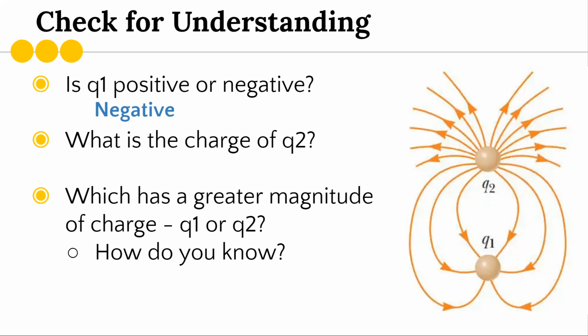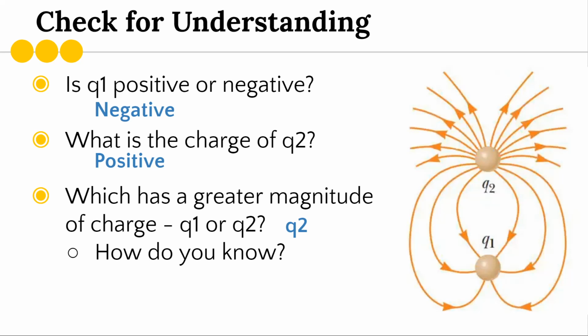Okay, what about Q2? What's the charge of Q2? Yeah, it's positive, because the arrowheads are pointing away from it. And you can also tell that these are attracting each other. It has that same shape like we saw a second ago. Which one has a greater magnitude of charge, Q1 or Q2? Q2. See, I told y'all you're going to think this unit's really easy because this is pretty much it. There's one calculation we do later on, and that's the whole thing.